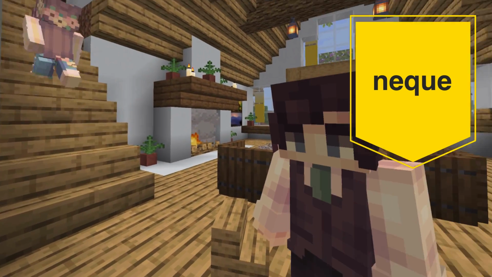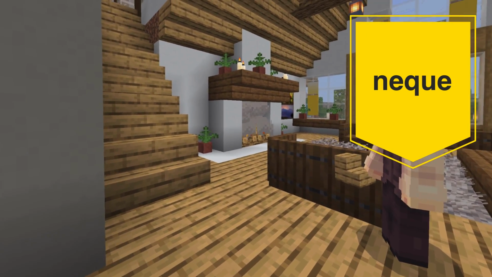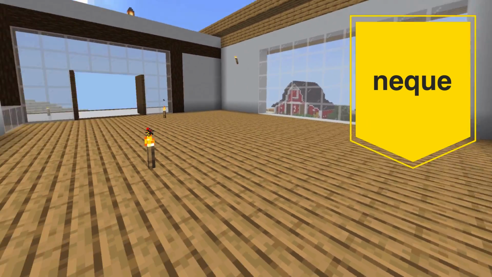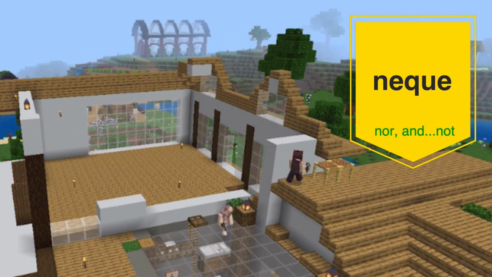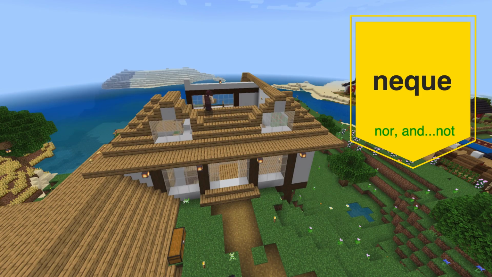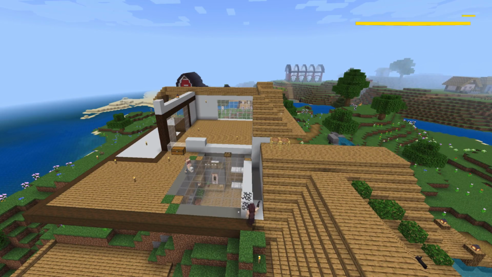And then we have neque. Neque, for some reason I just remember just because it sounds like a negative word. Neque. It means nor, or, and not. Though there will be words on the test, just so you know. But it means nor, or, and not. Which is a negative thing.